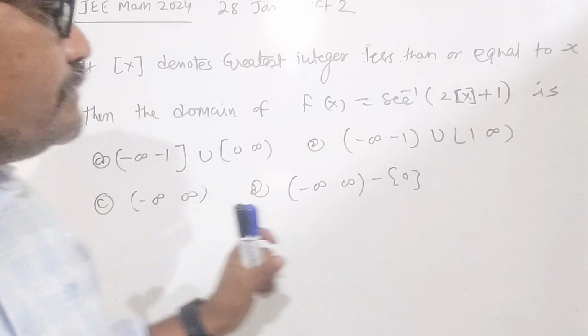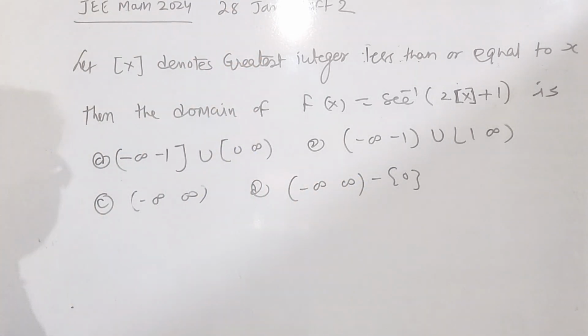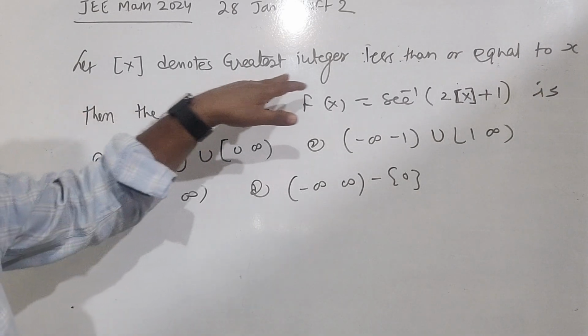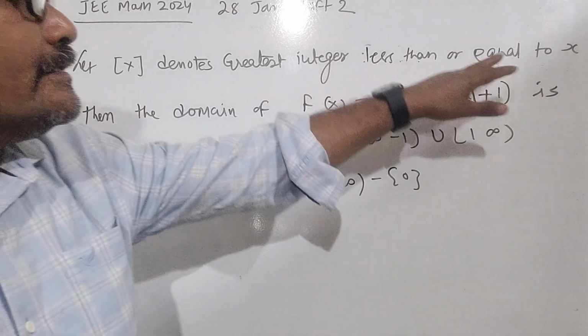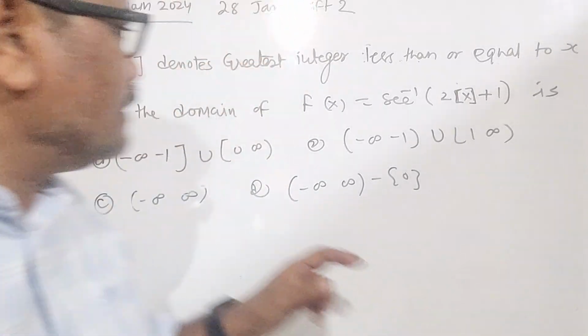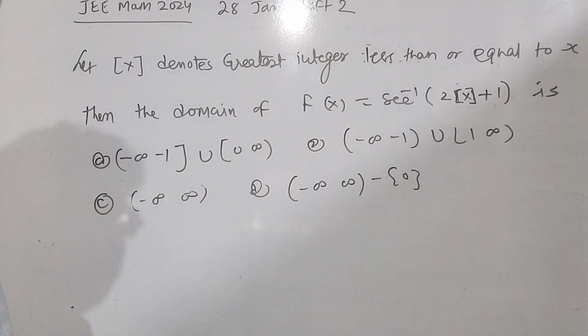This is one of the easiest questions on that particular shift, okay, and the question says: let [x] denote the greatest integer less than or equal to x. So we are talking about the greatest integer function. I will simply say box of x for the greatest integer function.